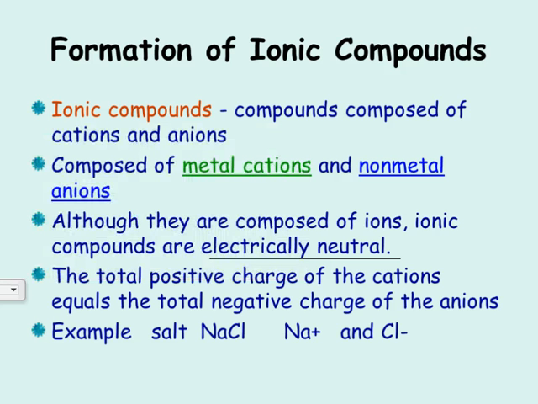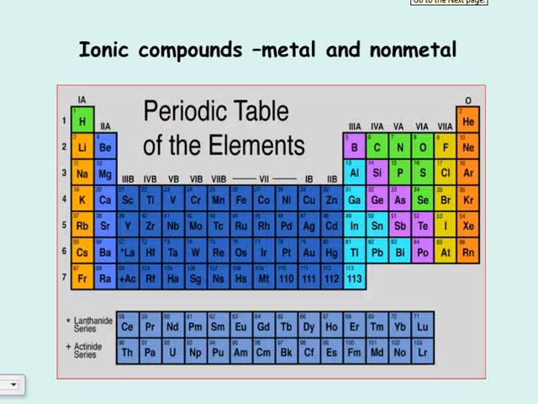The total positive charge of the cations equals the total negative charge of the anions. For example, sodium chloride. We have sodium, which loses one electron, so it has a +1 charge. Chlorine gains that electron and it has a -1 charge. Again, here we have sodium and chlorine: here's the metal, and here's the nonmetal.